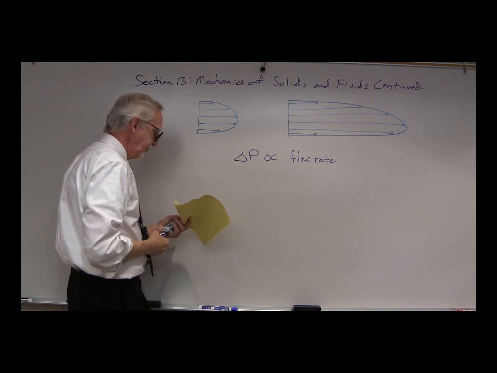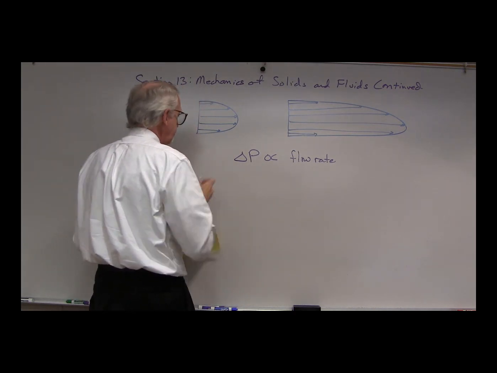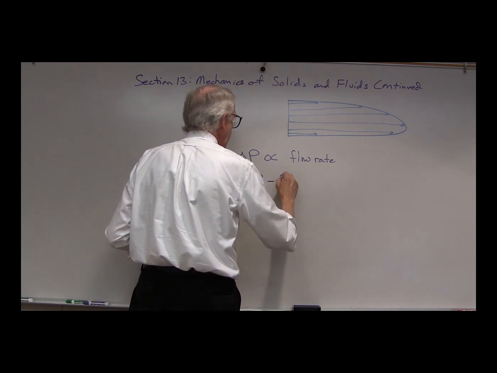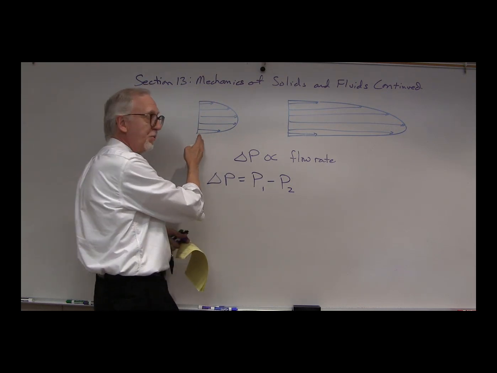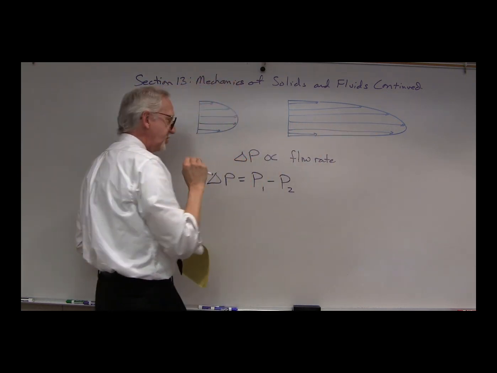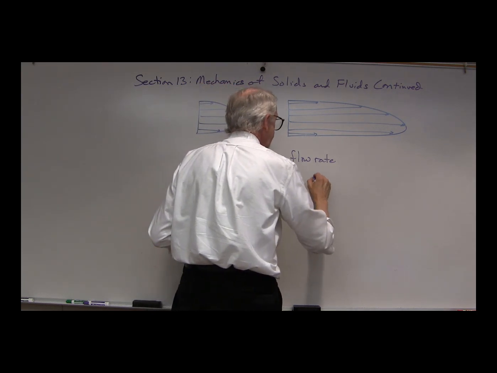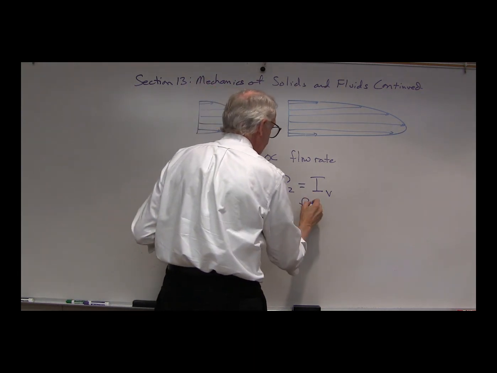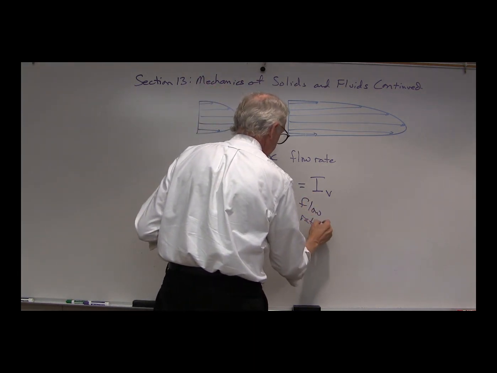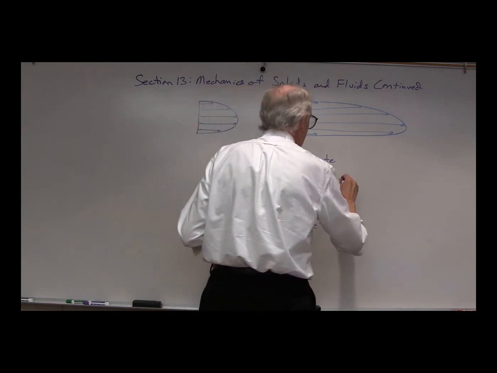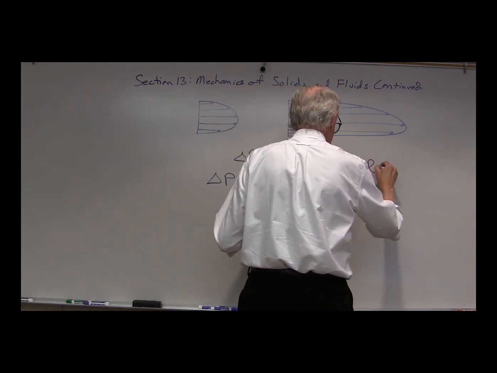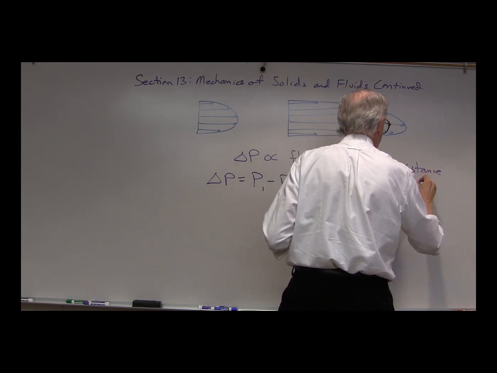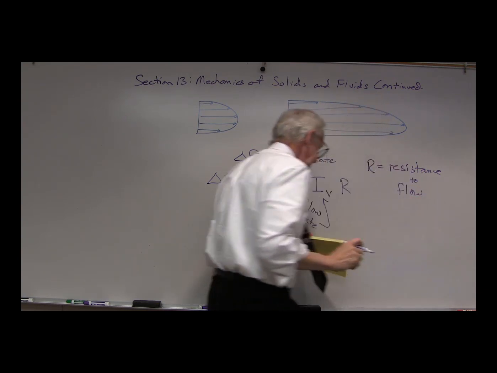What we can write then is that the change in the pressure, P1 minus P2, in other words, the initial pressure minus the final pressure, is equal to the flow rate, I sub V, this is the flow rate, times R, where R is called the resistance to flow. The resistance to flow.